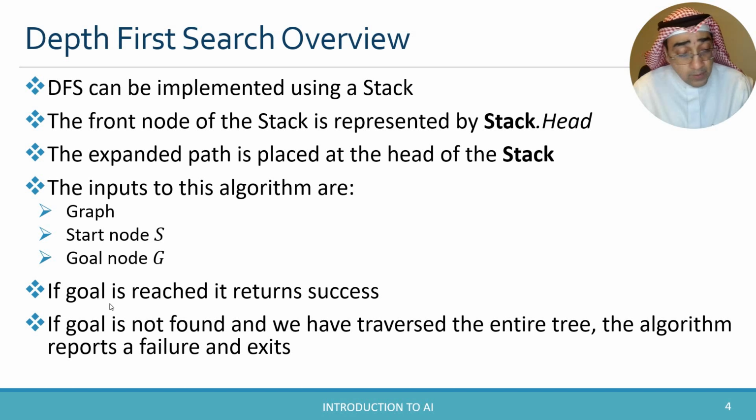Sorry. And if the goal is reached, it returns a success. Otherwise, it returns a failure, and if it returns a failure, we want to be sure that that goal is not within the tree that we are searching. So we want it to be basically a complete search.